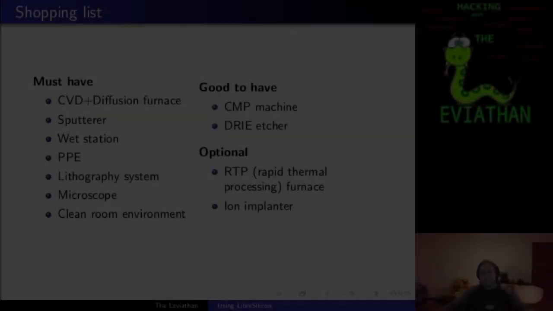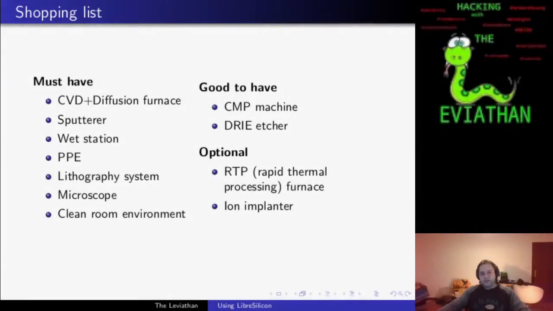The conclusion from those explanations is that you certainly will need a furnace for the CVD and diffusion steps. You will need a sputter in order to deposit metal for the interconnects. You need a wet station to clean your wafer in between the steps. You need PPE so that you don't accidentally poison yourself, or at least reduce the risk that you accidentally poison yourself.